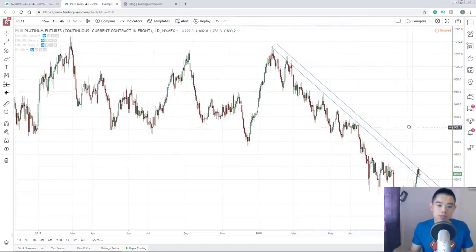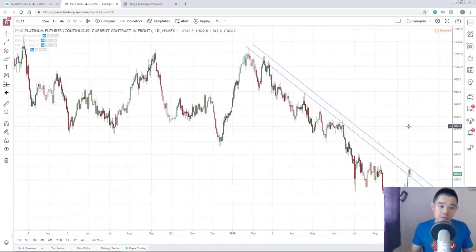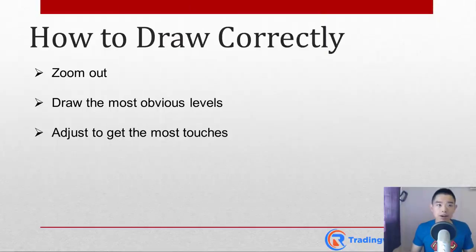Okay, so there's a little bit of an element of discretion to it. But generally, if you follow the 3 steps I shared with you, you should be able to draw good levels on your chart. So with that said, let's move on.